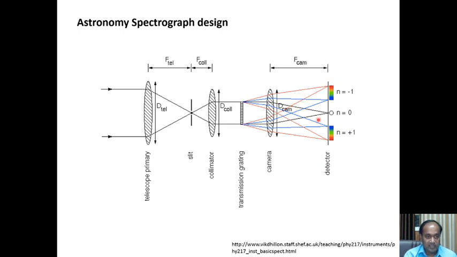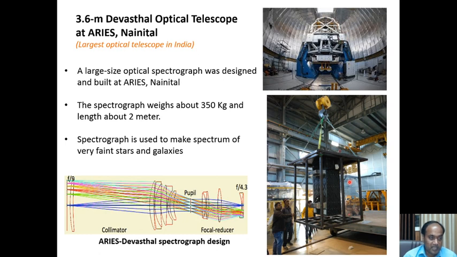And what is represented here, for example, is the zeroth order and then the first order, and this is the first order on one side, and there is a negative order on the other side. Similarly, the second order will be formed at higher distances and all that. So this is a basic spectrograph design.